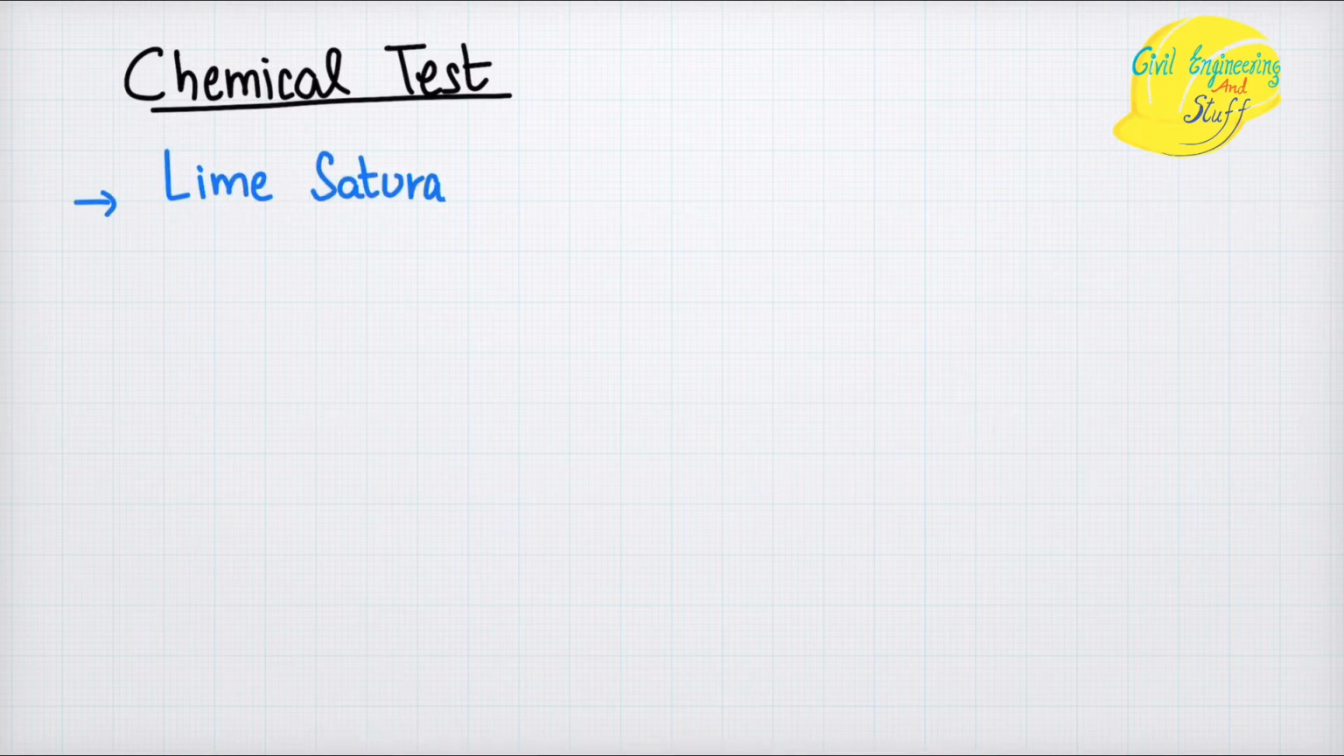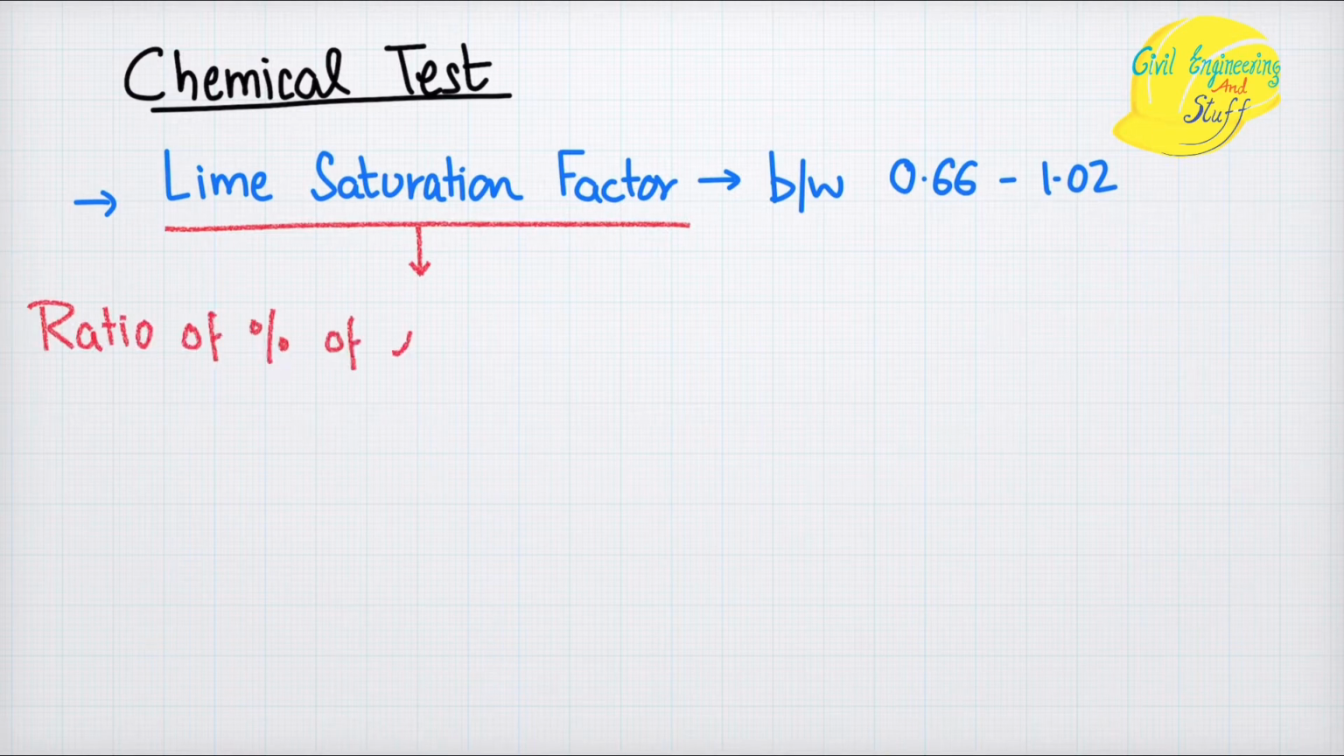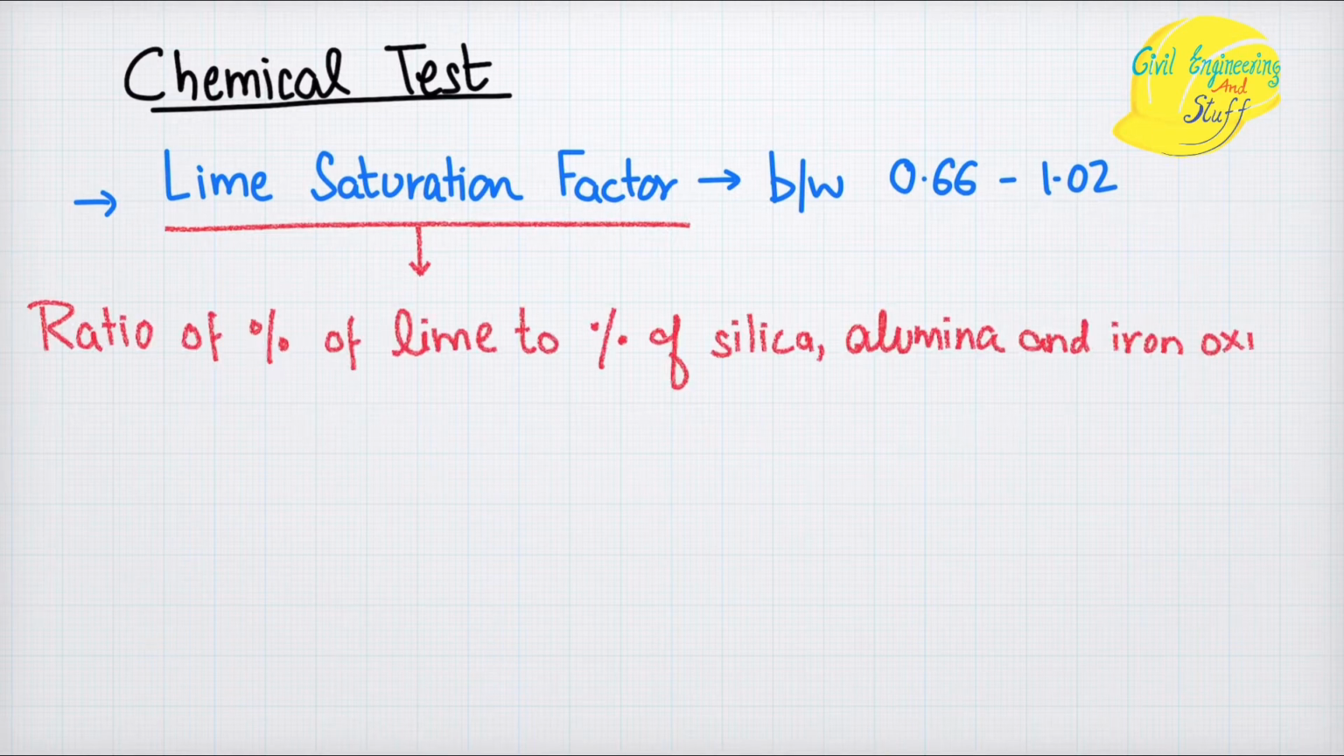So in this, the first one is lime saturation factor, and the lime saturation factor should be in between 0.66 to 1.02. Now the thing is, what is lime saturation factor? Your lime saturation factor is the ratio of the percentage of lime to the combined percentage of silica, alumina, and iron oxide in the cement.